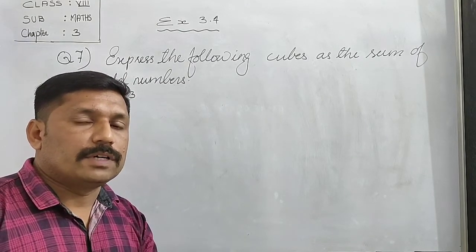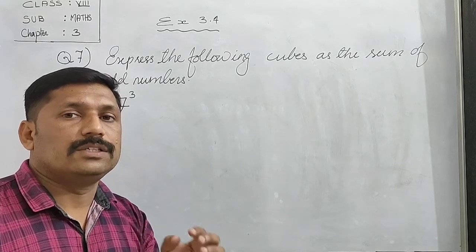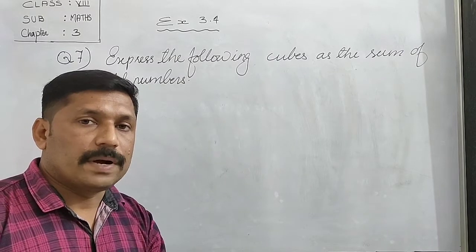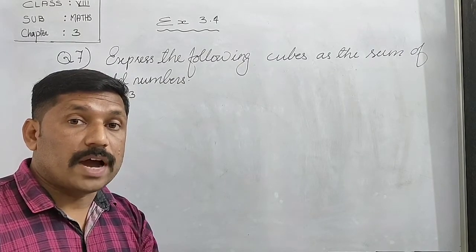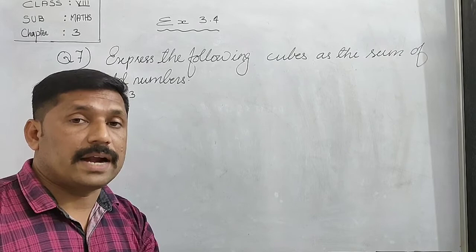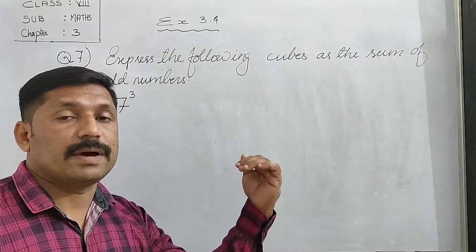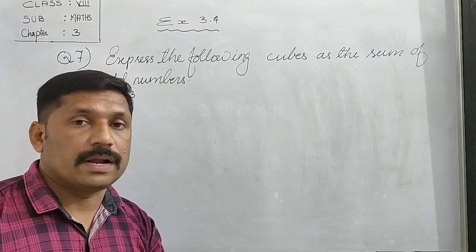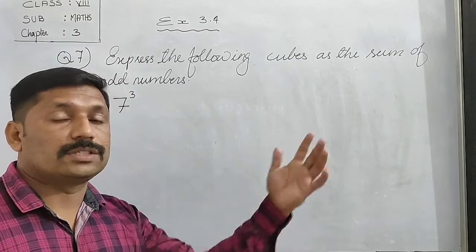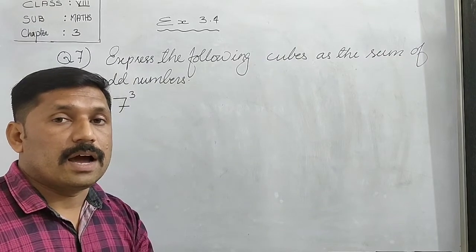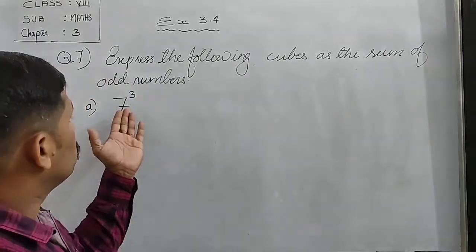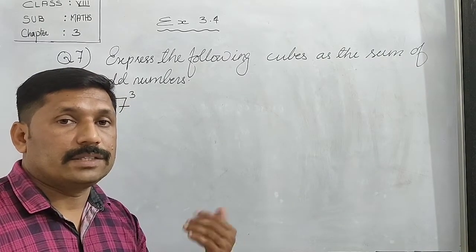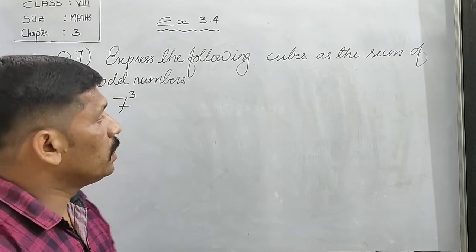What is the first odd number that we have to start with? In order to find that first odd number, we use the formula n into n minus 1 plus 1. I have explained in the property that the formula used to find the first odd number to be added is n into n minus 1 plus 1. Using this formula, we find the first number, and starting from that number, the next 6 odd numbers we write continuously, and when we add them, we get the cube of 7. 7 cube, you know that, is 343.